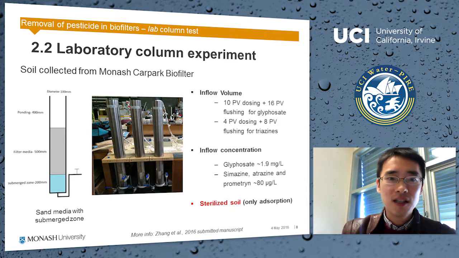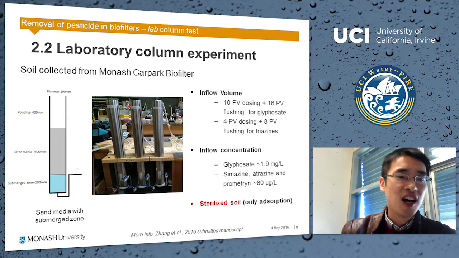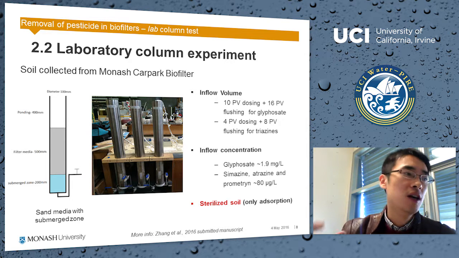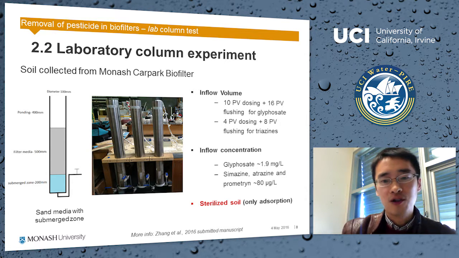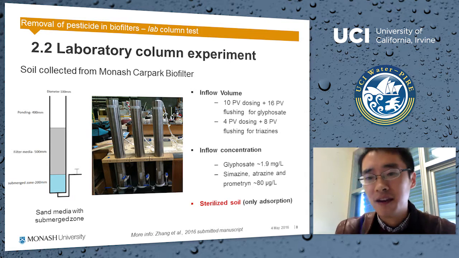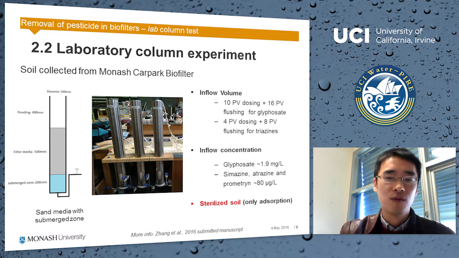The next slide shows how we did the laboratory column experiment. We designed the laboratory columns to be exactly the same in terms of soil profile as the field challenge condition, and for the inflow volume, we dosed these columns with the pesticides and then flushed them with a certain volume.